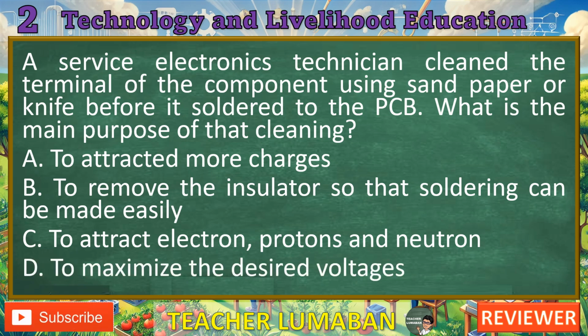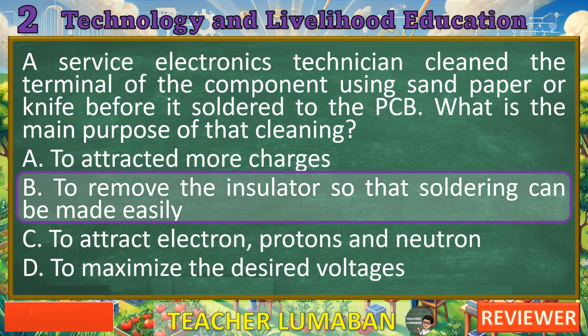In the next 5 seconds, select the best response from the available options. 5, 4, 3, 2, 1. The correct answer is B. To remove the insulator so that soldering can be made easily.